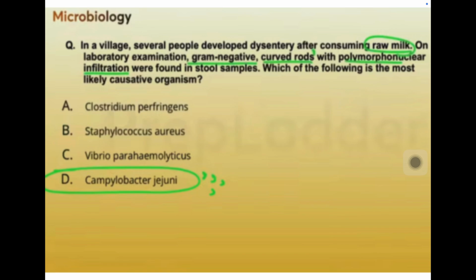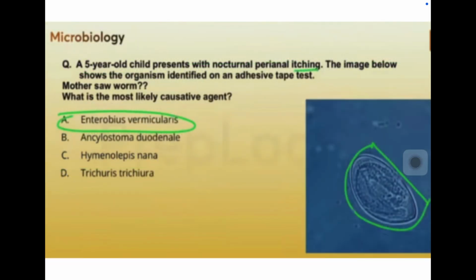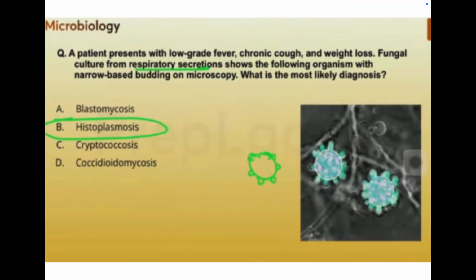The food here was raw milk. Next, nocturnal perianal itching. The image shows the following egg, a D-shaped egg. There was also a Scotch tape test done. Mother saw the worm. Diagnosis is Enterobius vermicularis.